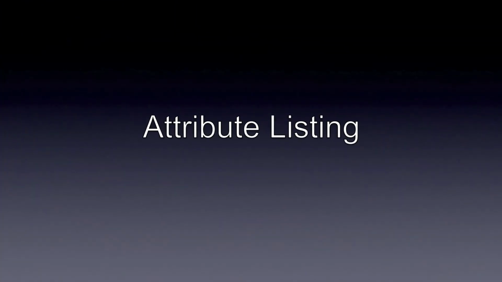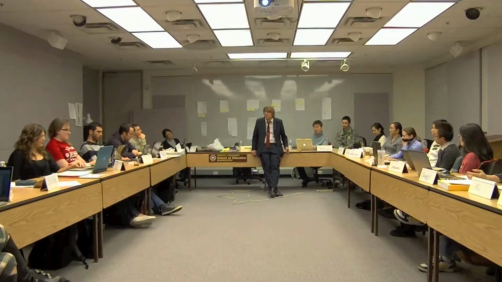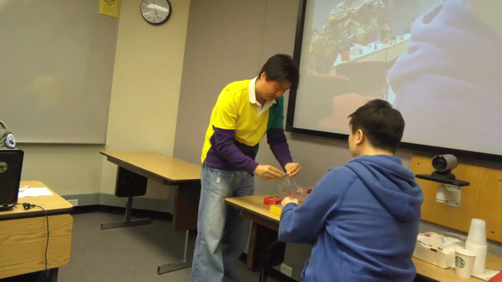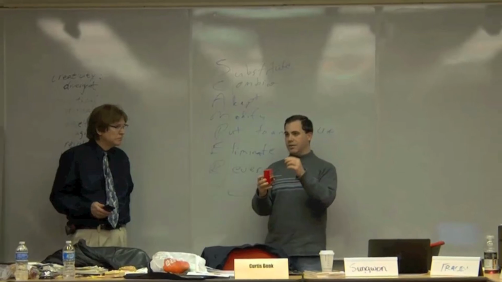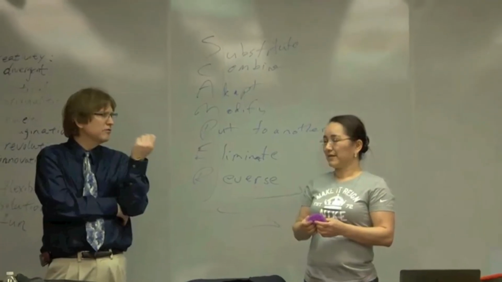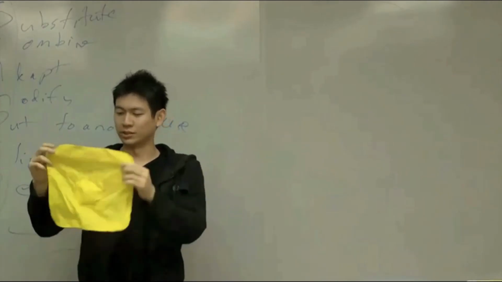Attribute listing is a great technique for ensuring all possible aspects of a problem have been examined. In this activity, each student will be given a different object. Then, they will be divided into groups of 3 or 4. After that, they will list attributes of that object. Next, they will imagine what they can do with it. Finally, they will share their imagination and thoughts with the class.